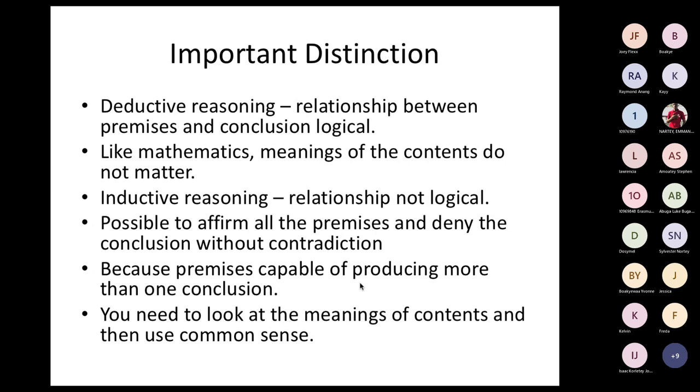and it is possible to affirm all the premises and deny the conclusion without running into contradiction. And that's because the premises are capable of producing more than one conclusion. In cases where premises are capable of producing more than one conclusion, you need to look at the meanings of the content and then use your common sense. So there you are left alone with your common sense. So we're going to see how that works.